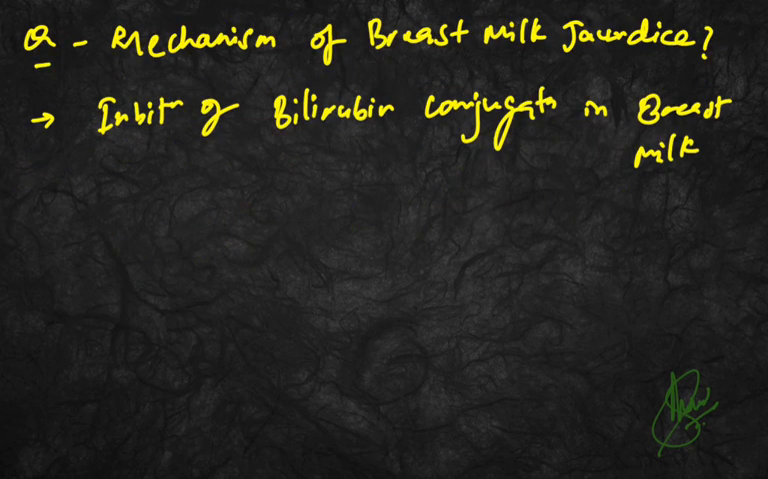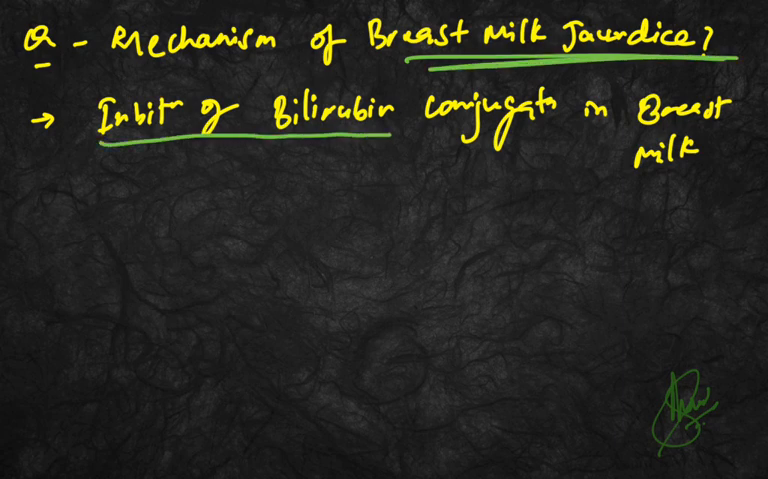Now the mechanism of breast milk jaundice. It is by inhibition of bilirubin conjugation by breast milk. This is the correct answer.